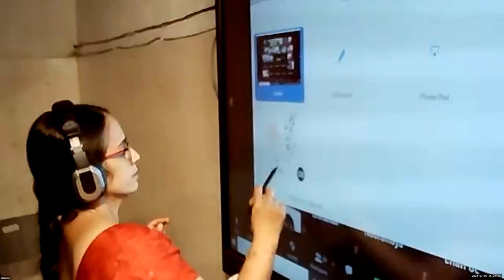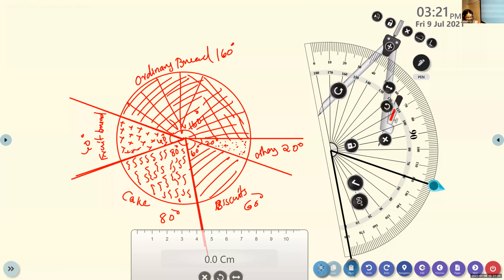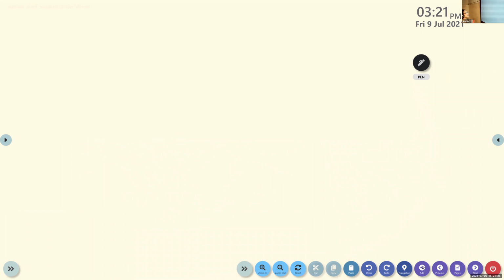Next question. Draw a pie chart for the following data. Ma'am, it takes so much time to draw one pie chart. But you have to do it fast, because in the exam you won't get more time to draw a pie chart.